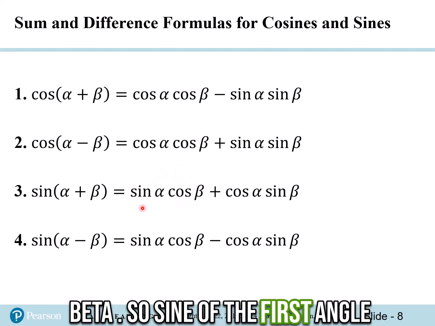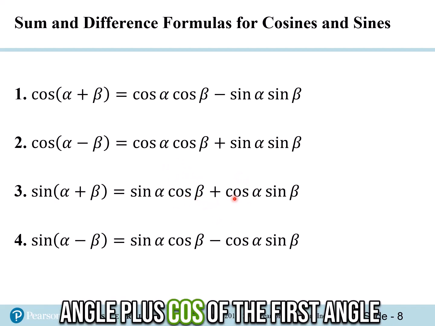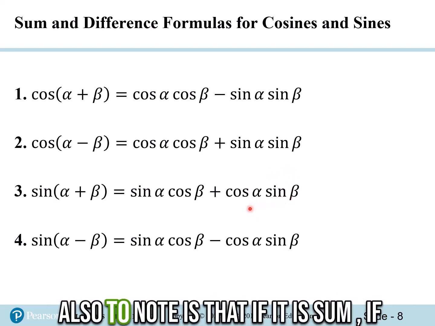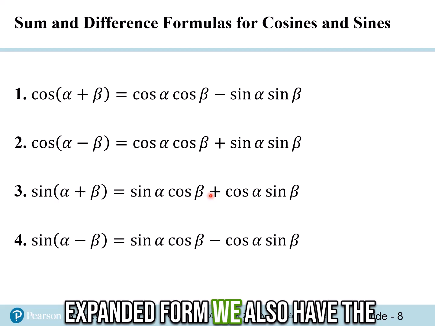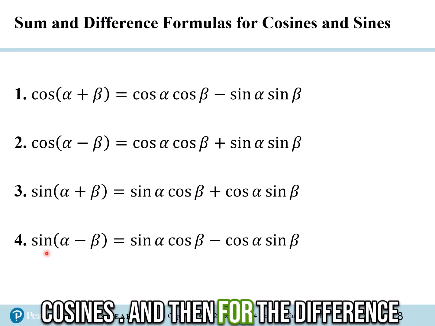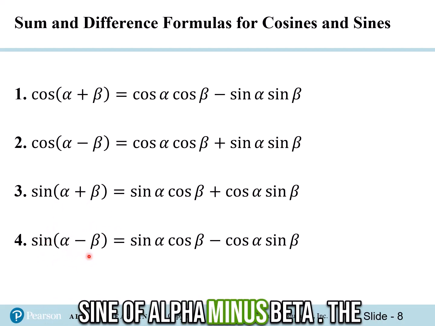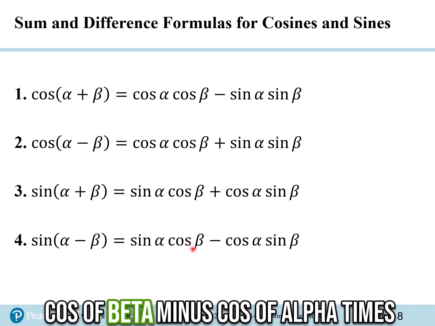So sine of the first angle multiplied by the cos of the second angle plus cos of the first angle times the sine of the second angle. Also to note is that if it is a sum, if there's a plus within brackets between the angles, then in the expanded form we also have the plus sign, unlike in the case of the cosines. And then for the difference of two angles for the sine function, sine of alpha minus beta, the expanded form is sine of alpha times cos of beta minus cos of alpha times sine of beta.